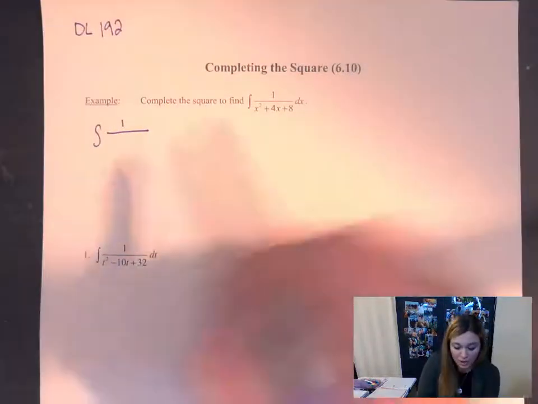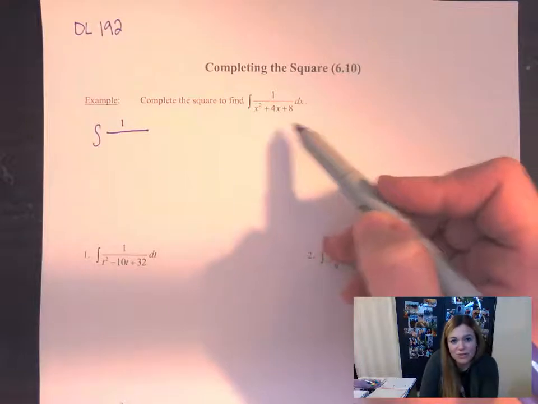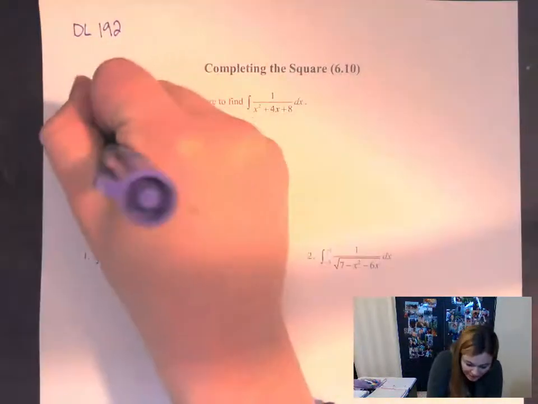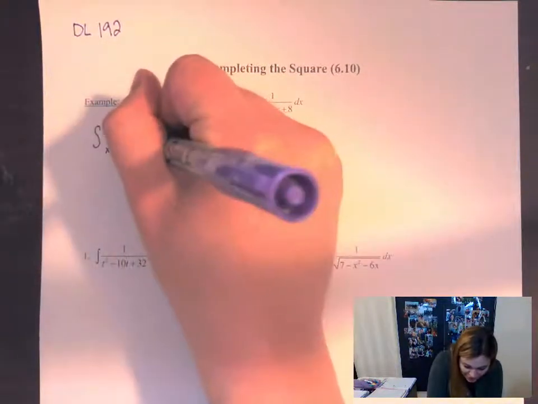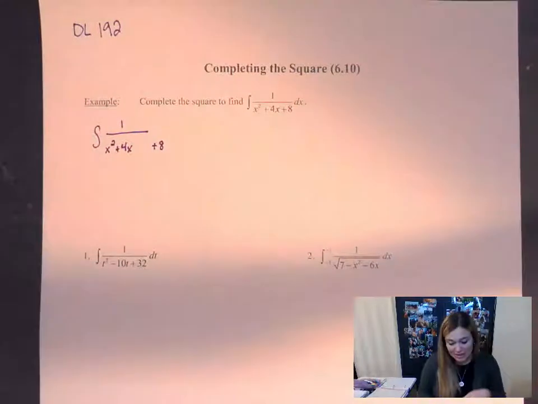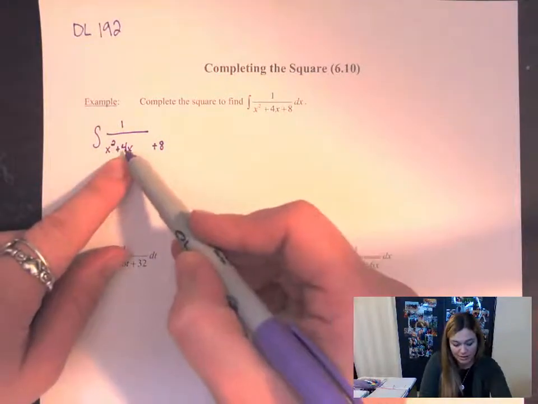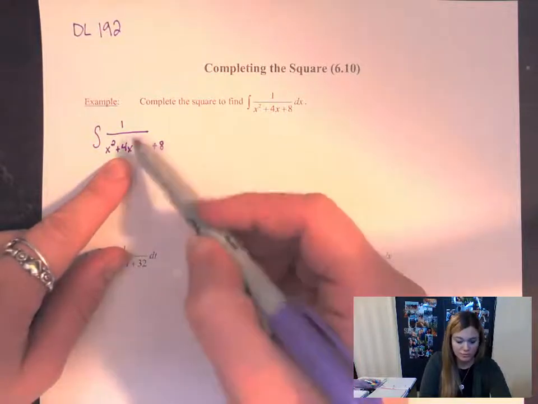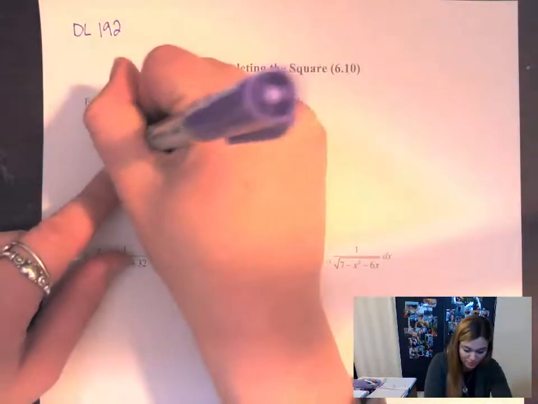So here we've got 1 over x squared plus 4x plus 8, which is not a perfect square. I can't say this is x plus something squared. So what I'm going to do is take x squared plus 4x. I still have this plus 8, but I'm going to take this middle term, this 4, the b term, whatever's with x, divide it by 2, and I would get 2. Square it, and I would get 4.